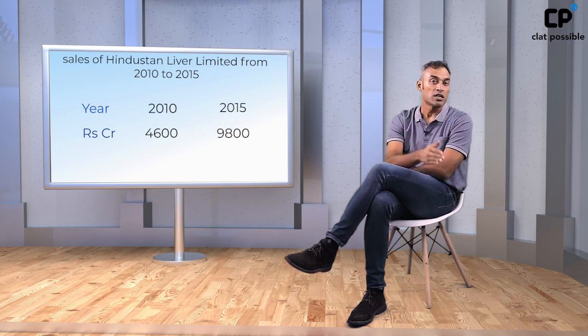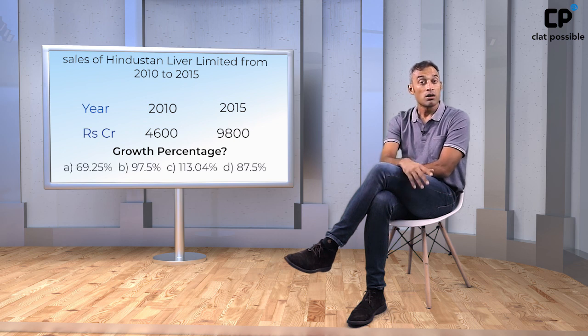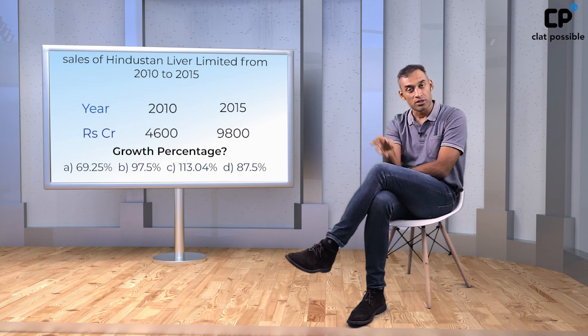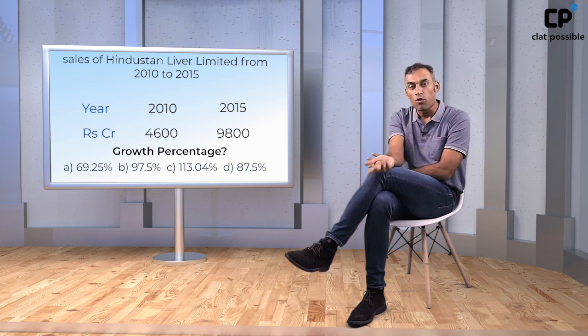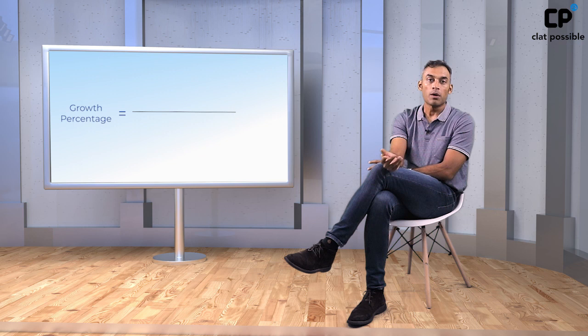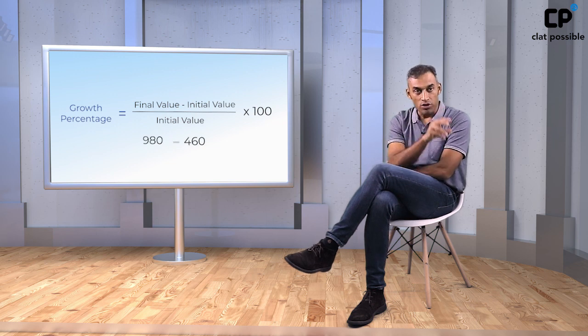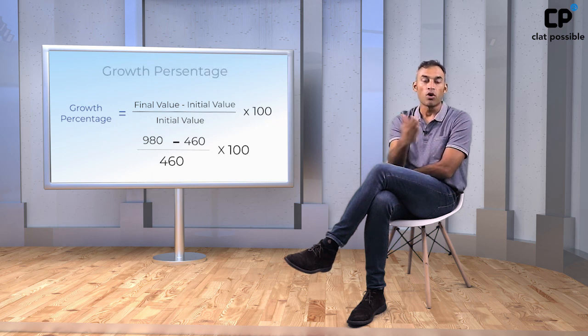become 9,800 crores. The questions that can be asked could be, what is the overall growth percentage? What is the simple annual growth percentage? What is the compounded annual growth percentage? So how do we calculate these? Now in this case, one method is definitely what we have learned in school, is that we do a percentage change, which is final minus initial upon initial into 100. So in this case, it will be 980 minus 460 upon 460 into 100, right? So this is one way of doing the question.